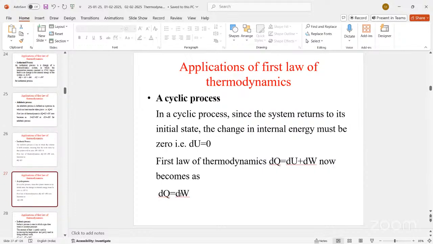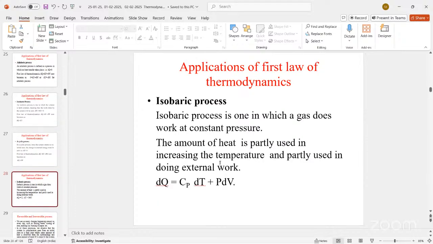is internal energy. When we apply the first law of thermodynamics to a cyclic process, the equation becomes dq is equal to dw. In an isobaric process, we get the equation dq is equal to cp dt plus p dv when we apply the first law of thermodynamics.